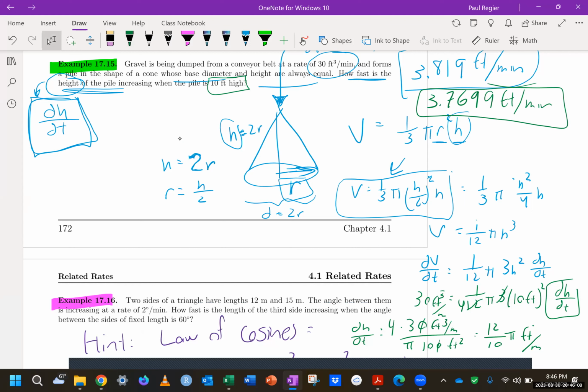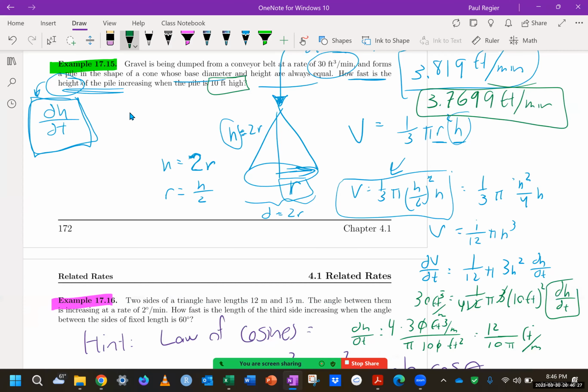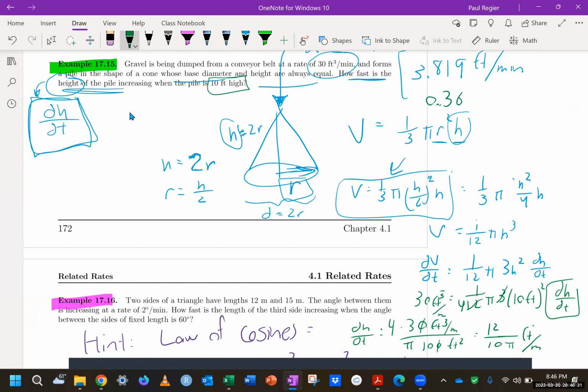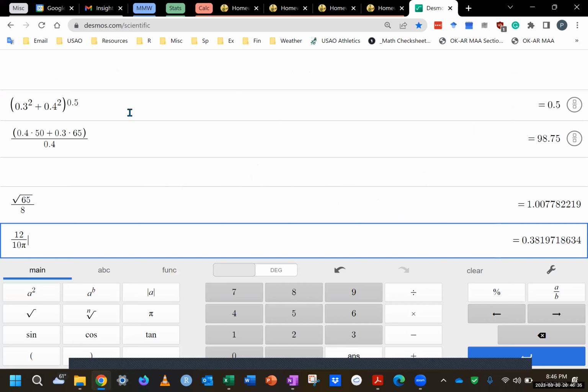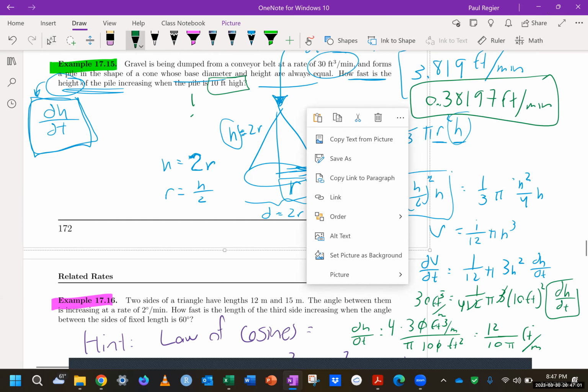Okay, again, I have to check my work again. It's 10 over 12 divided by pi, since this and this go on the bottom. 0.38197 feet per minute. That's my final answer. Double check my work. That looks good. Yep. This answer was a factor of 10 off. I forgot to square my 10 here in my original problem. So good to check it. I am now confident this is my answer.